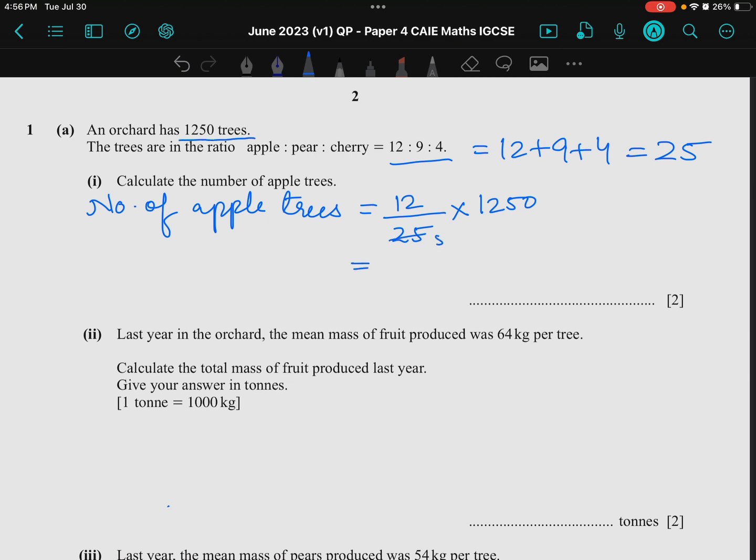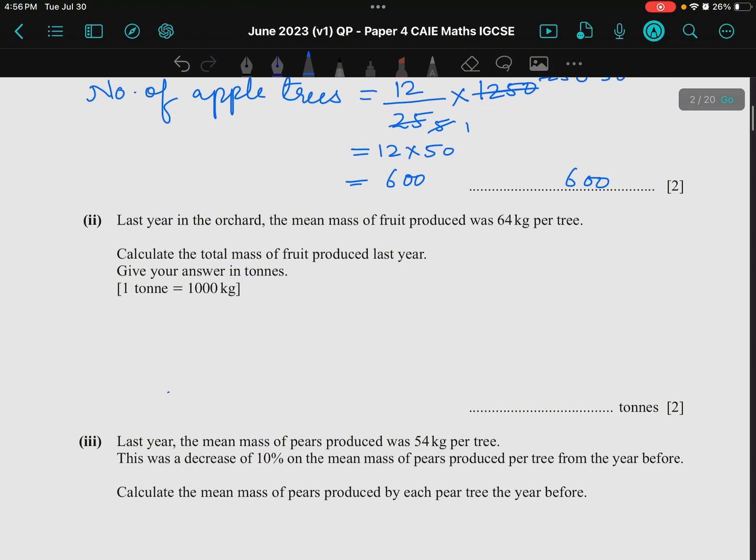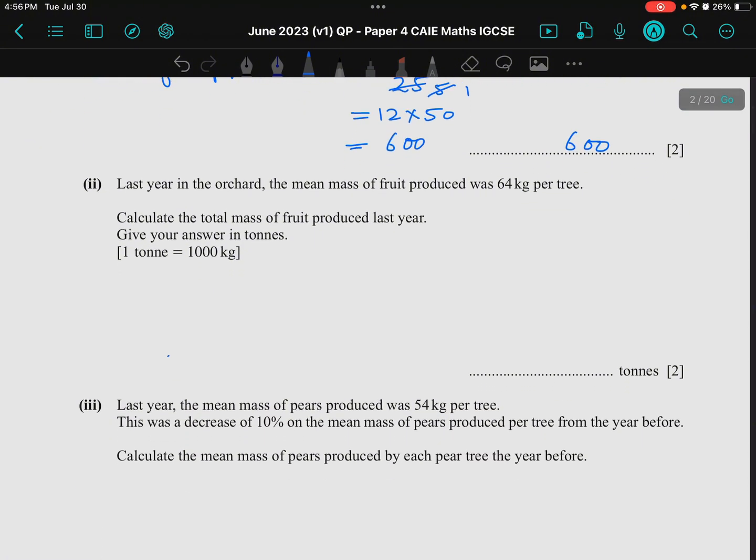Now cancelling out, 5 5s are 25, 5 2s are 10, 5 5s are 25 and 0. Again 5 1s are 5, 5 5s are 25 and 0. So 12 multiplied by 50 will give me 600. Answer. Part number 2. Last year in the orchard, the mean mass of fruit produced was 64 kg per tree.